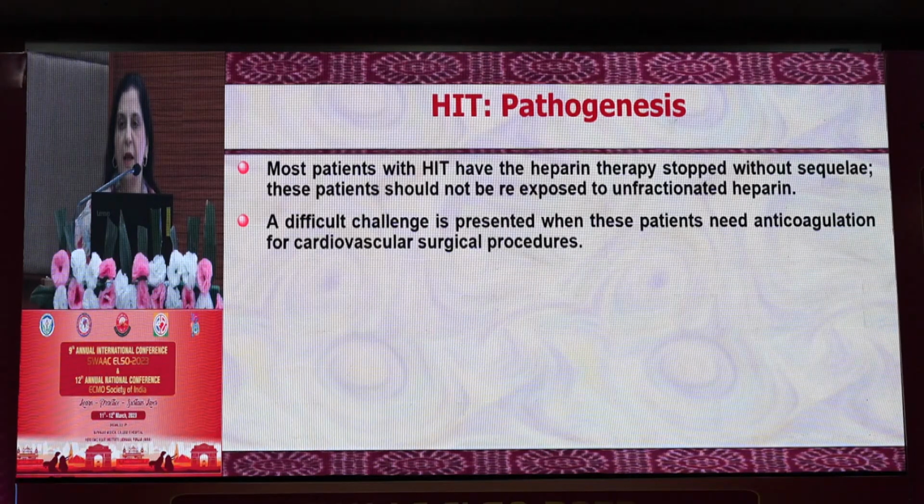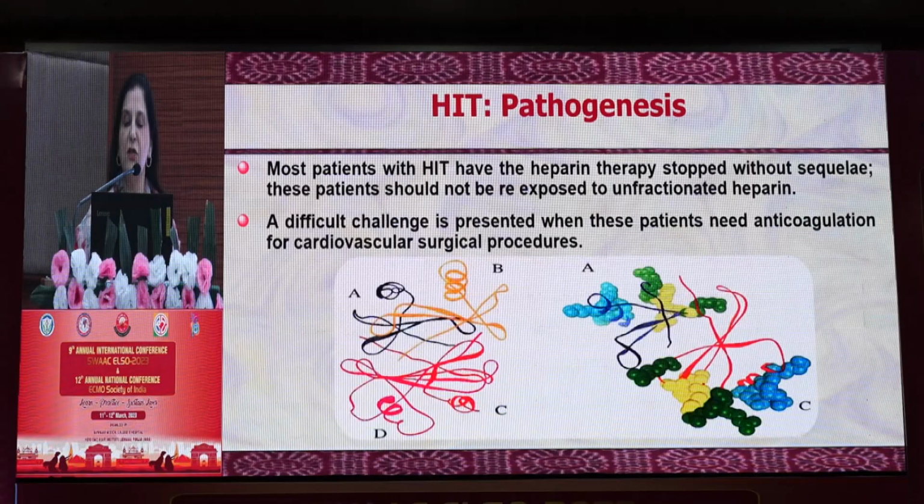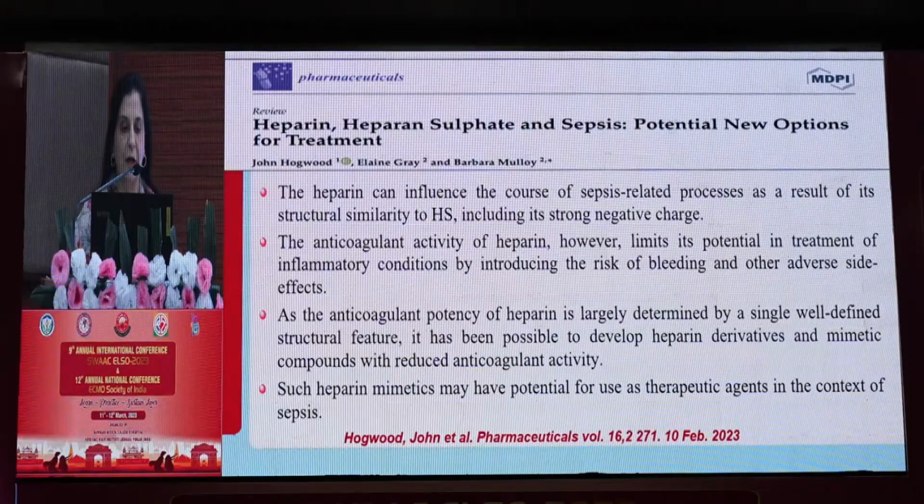So HIT is heparin-induced thrombocytopenia, where the PF4 antibodies form with the heparin, and when this patient comes for the second time, the heparin reaction is very, very fast. It's immunogenic, and there is no anticoagulant effect of the heparin. The result is either a heparin resistance or a heparin-induced thrombocytopenia, which could be type 1 or type 2. But it's a difficult challenge because these patients need anticoagulation, whether for cardiovascular or ECMO affairs.